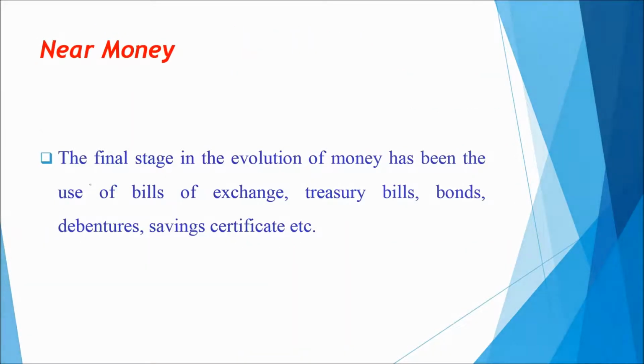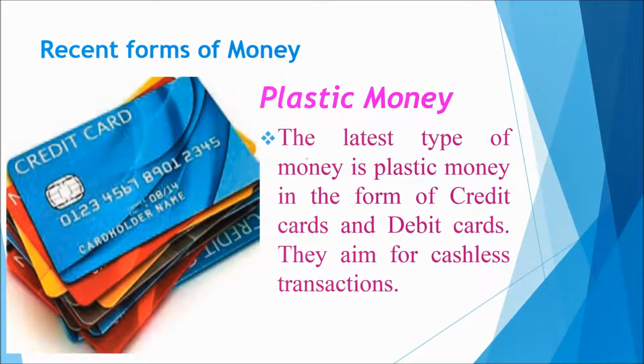Next, we are going to learn about near money, the final stage in the evolution of money, being the use of bills of exchange, treasury bills, bonds, debentures, savings certificates, etc. So, these are all bond type documents with the seal of the authority. Next, we are going to learn about recent forms of money.